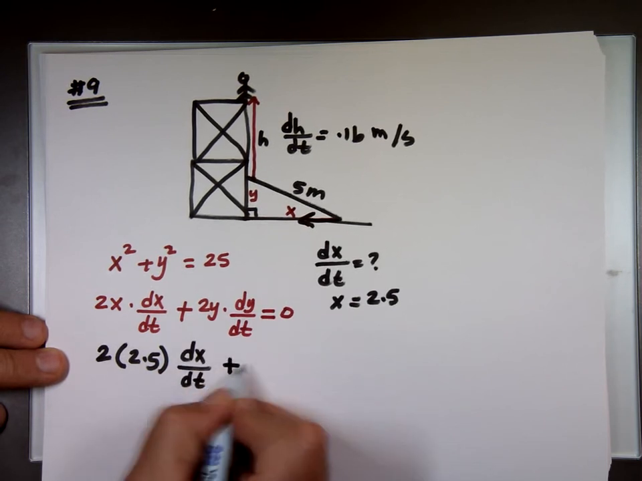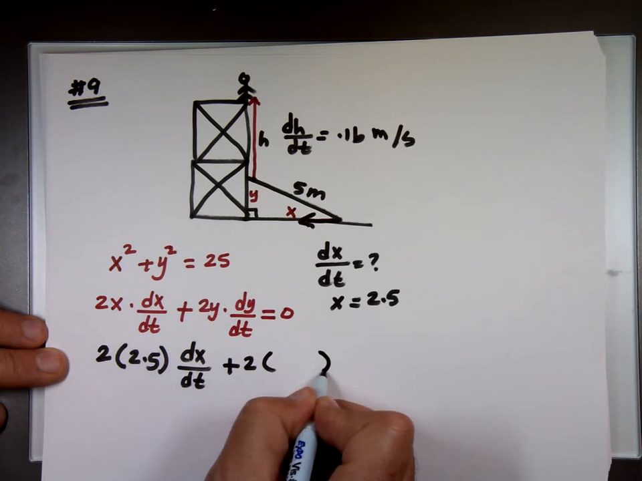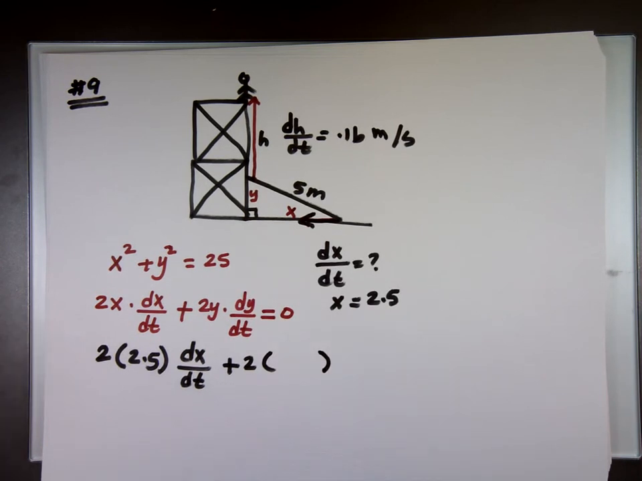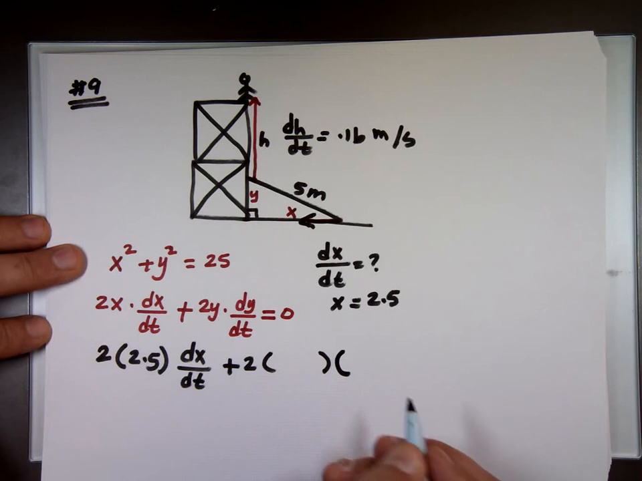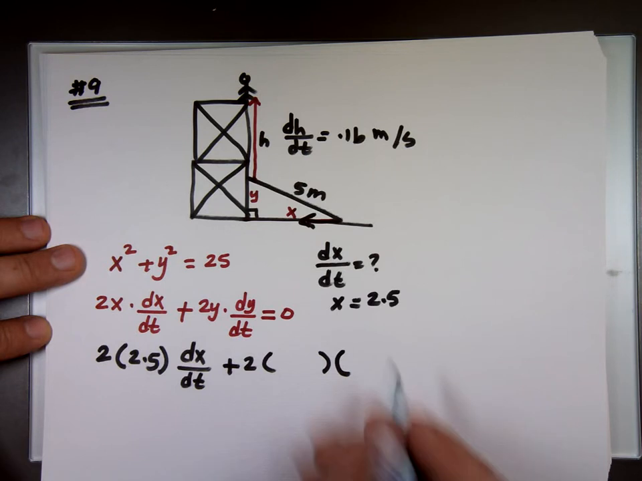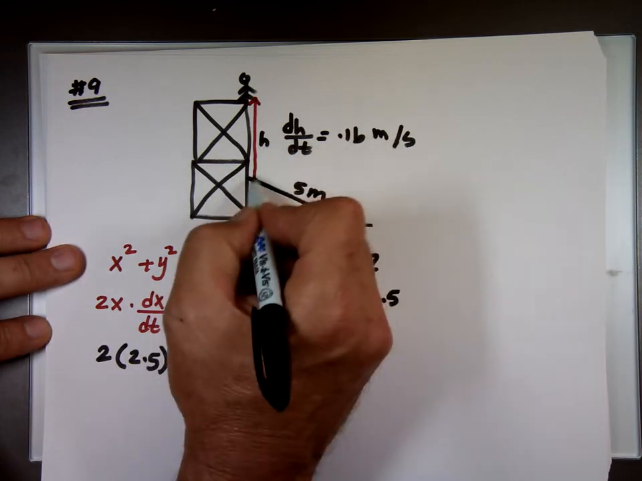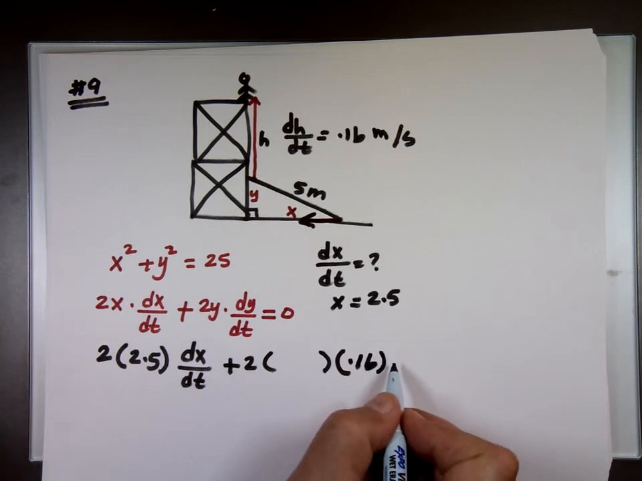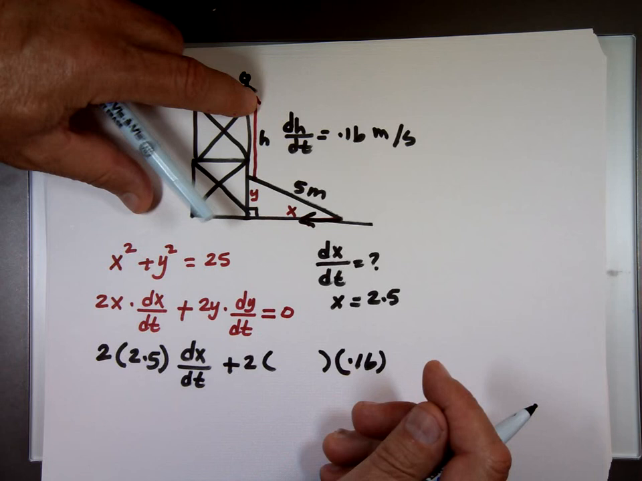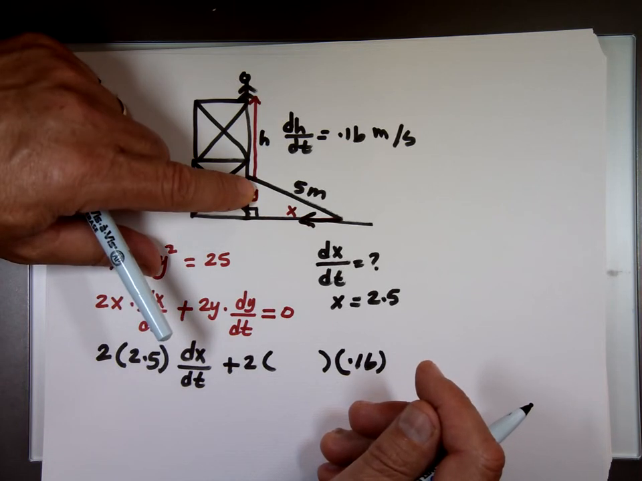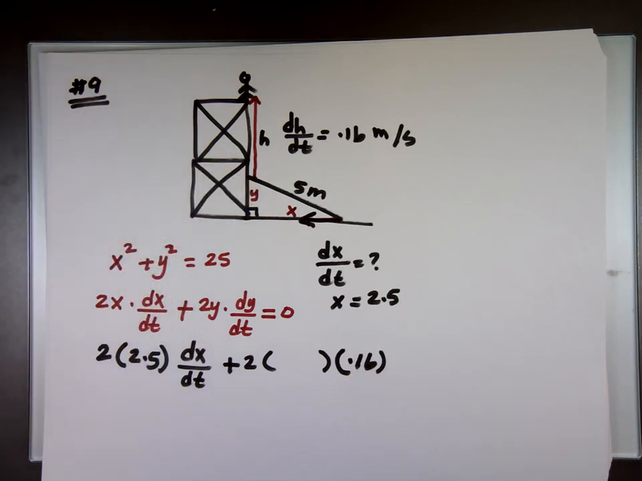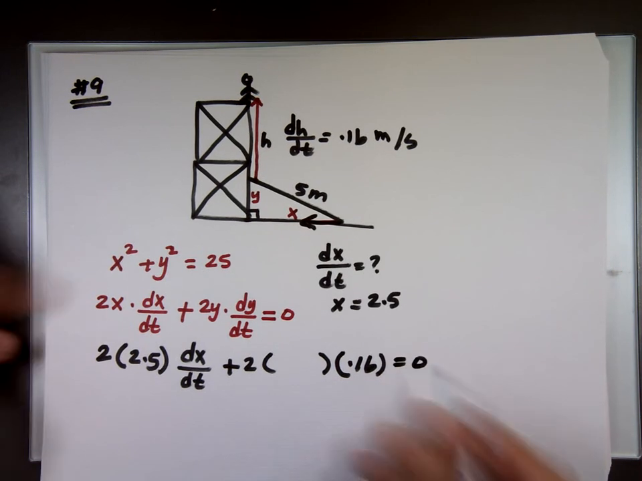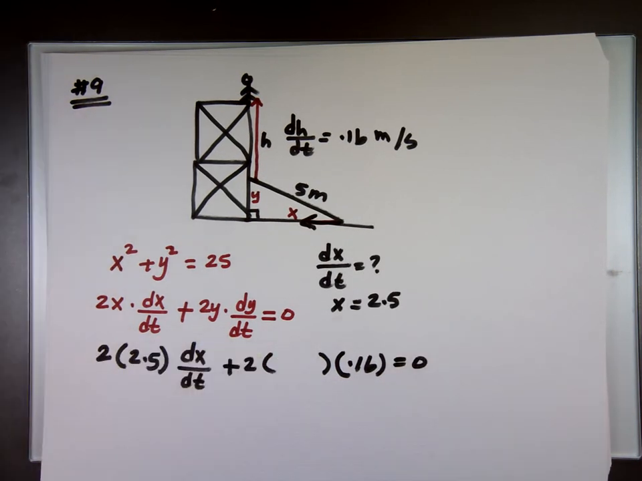Uh-oh, I don't know what y is. Do I know what dy/dt is? No. Look at it again. You're moving this up at the rate of 0.16, right? Oh, yeah. That's dy/dt actually. h is y. Whatever speed this one's moving, that one is also moving at the same speed, because they're tied with the rope and you're yanking on it. If the rope moves up at that speed, this piece is moving up at that speed.